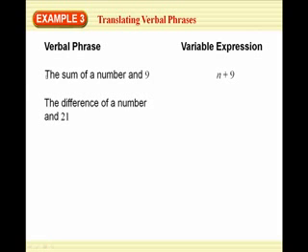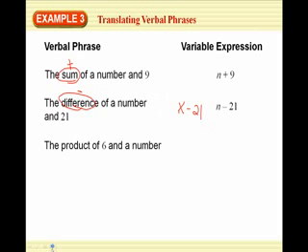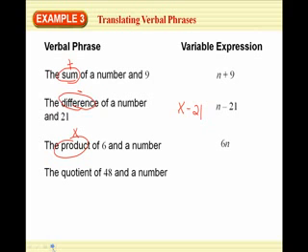Now let's talk about words here. This right here, sum, remember, that's addition. Difference, that's subtraction. So the difference of a number and 21 would be like x minus 21. Difference, you just do it in the order. They could have used a different letter, I don't know what they used. n minus 21. The product of 6 and a number, product means to multiply. That comes out to be 6n. Remember, you don't have to put anything in between a letter and a number to show multiplication.